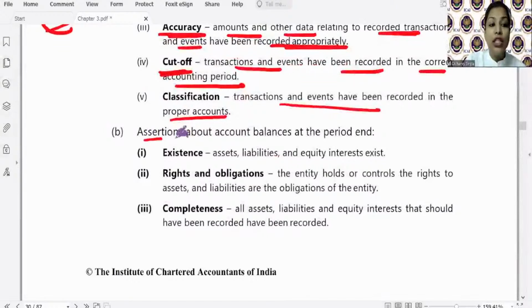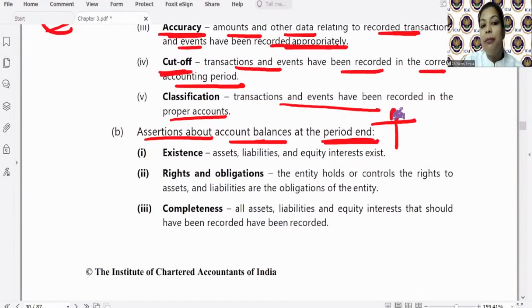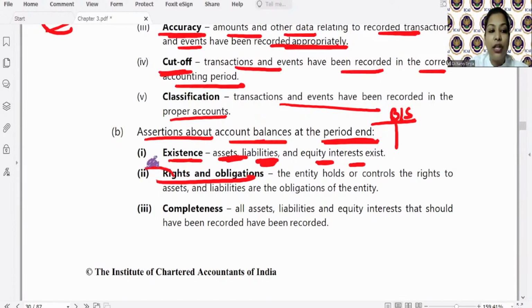ठीक है. Assertion about account balances at the period end. बैलेंस शीट में जब as on a particular date the balance of, let's say, the building is 10 CR, so the management is asserting that this building actually exists as on 31st March, this liability actually exists, this equity actually exists. Right and obligation. Right with respect to assets, obligation with respect to liabilities. The entity holds or controls the right over assets, and liabilities are the obligation.